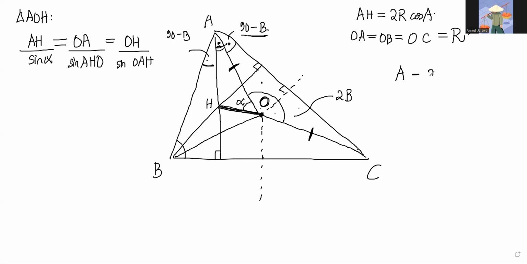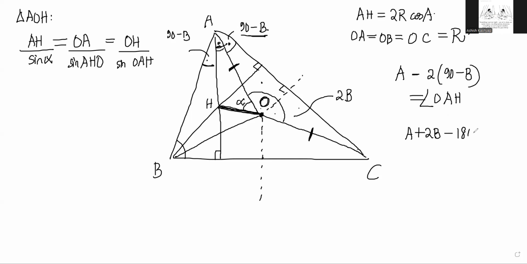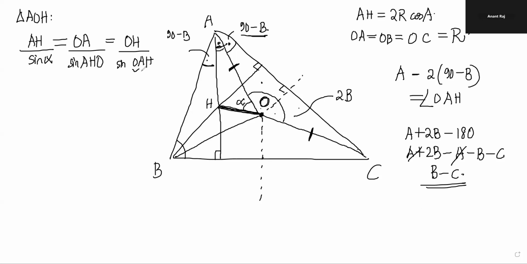This is 90 minus B, and the overall angle was A. So A minus twice of (90 minus B) is equal to OAH. That is A plus 2B minus 180, and 180 can be written as A plus B plus C. So we are getting B minus C. This angle is basically B minus C. Therefore we have gotten our OAH angle.